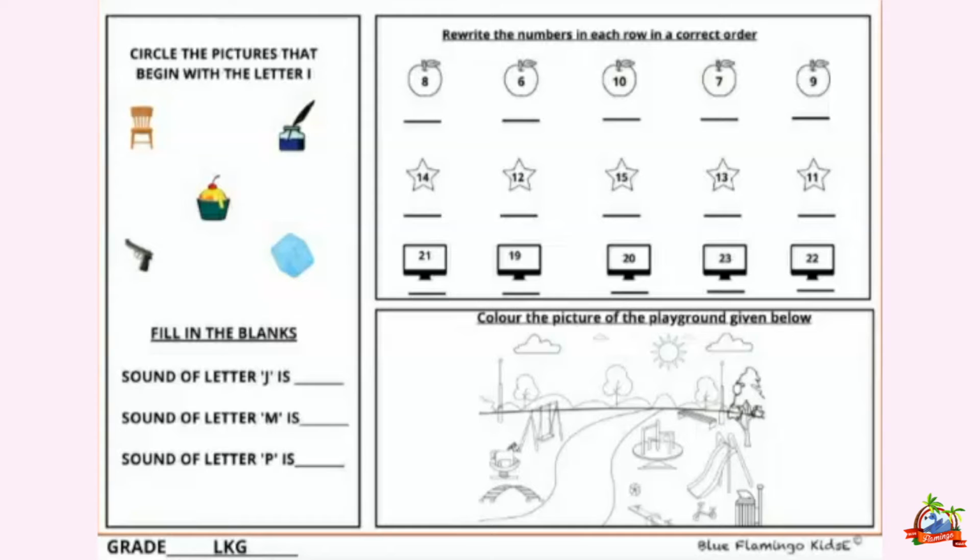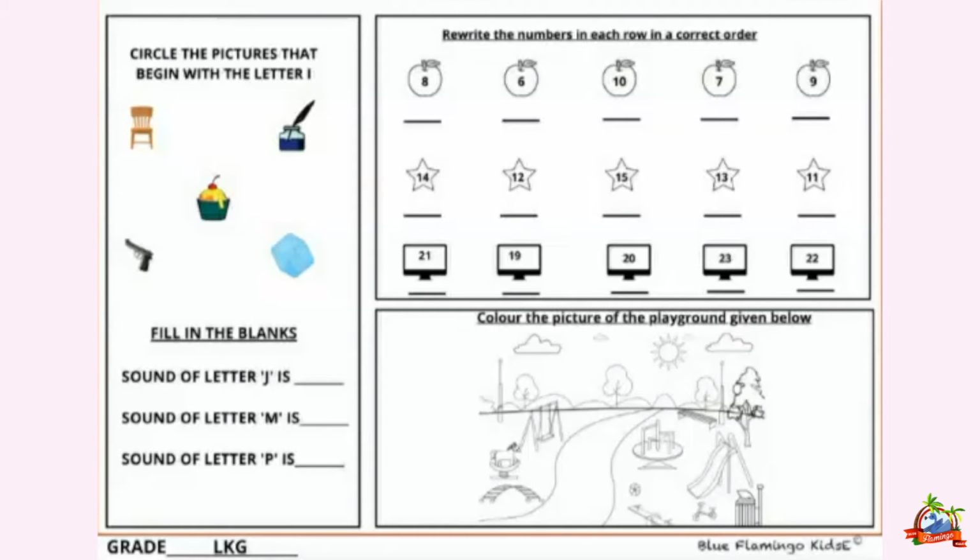Q for queen, R for rabbit, S for sun, T for tiger, U for umbrella, V for van, W for watch, X for xylophone, Y for yacht, Z for zebra.